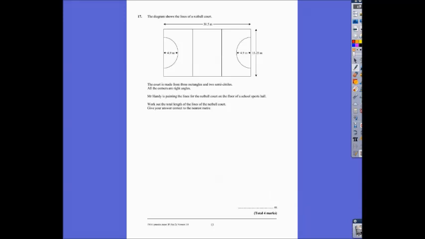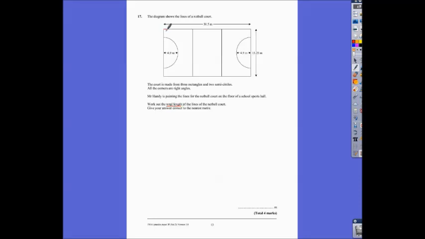Question 17. The diagram shows the lines of a netball court. The court is made from 3 rectangles and 2 semicircles. All the corners are right angles. Mr. Handy is painting the lines for the netball court on the floor of a school sports hall. Work out the total length of the lines. So we're after the total length of all these lines of the netball court.